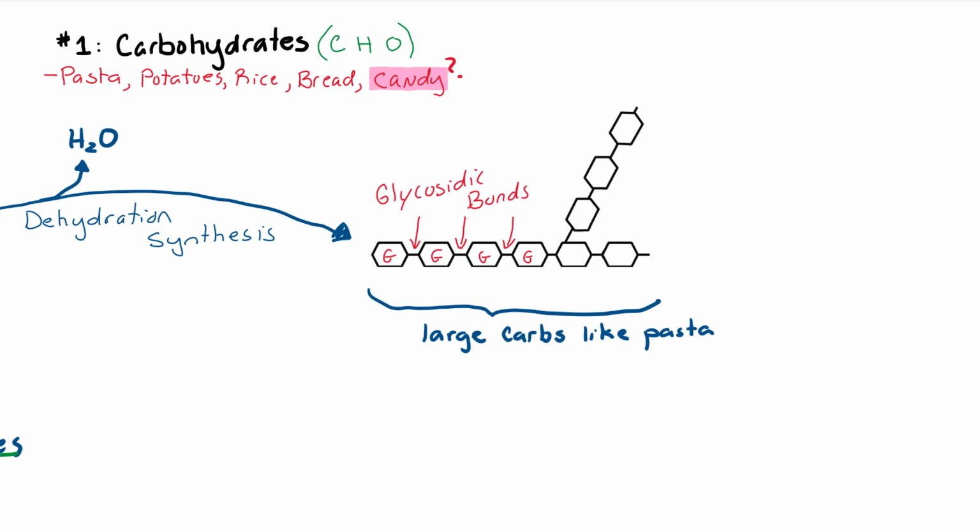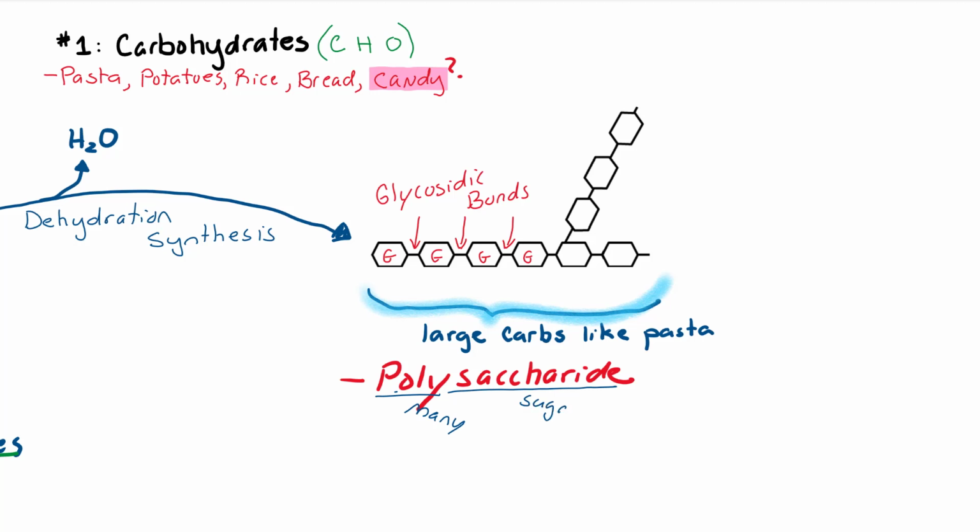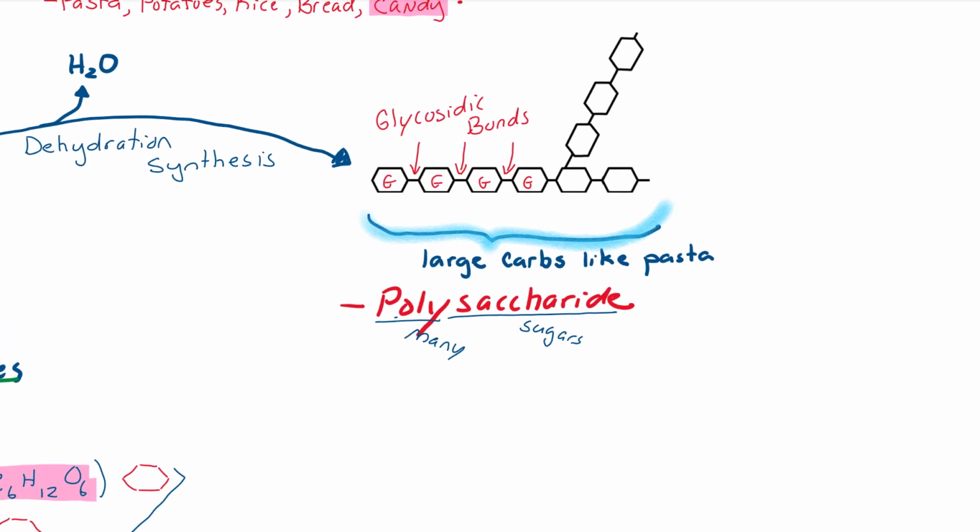And the bonds that hold the sugars together are called glycosidic bonds. And they make this great big molecule of many sugars bound together, called a polysaccharide. Many sugars. There are some major examples of polysaccharides to know. The first example is how plants store extra sugar. They store it as a polysaccharide called starch, also known as amylose.